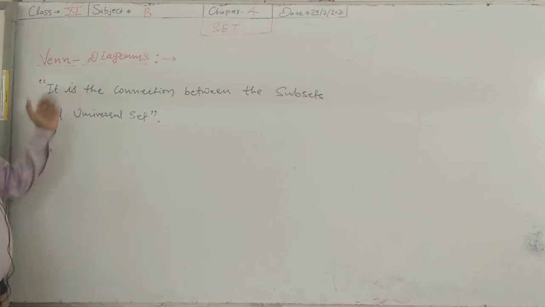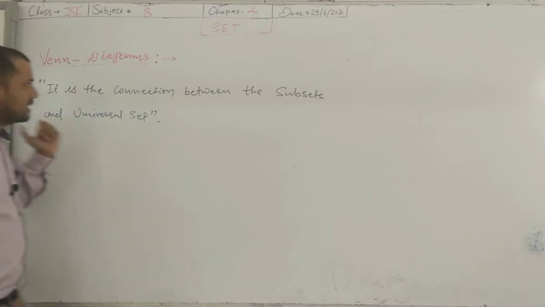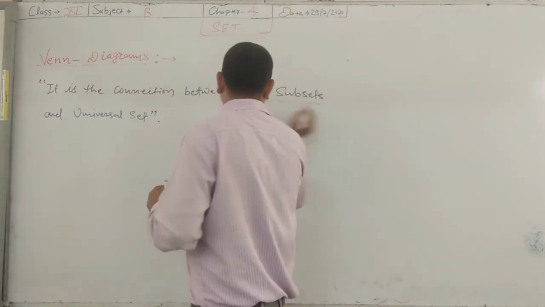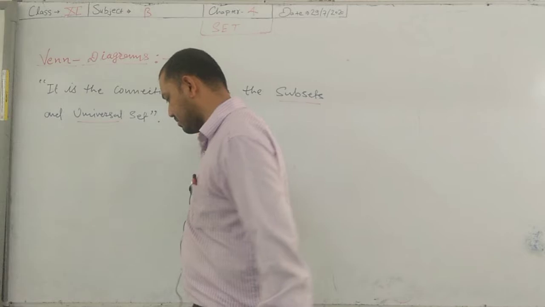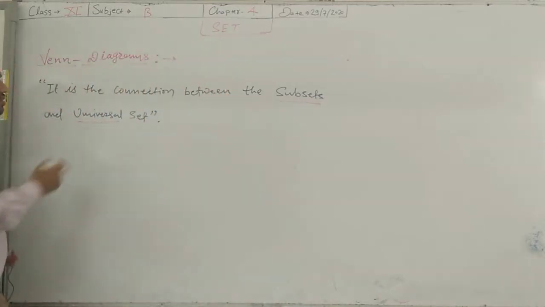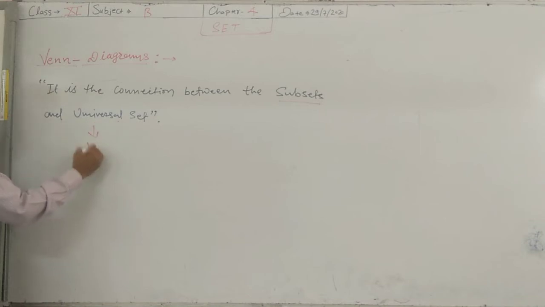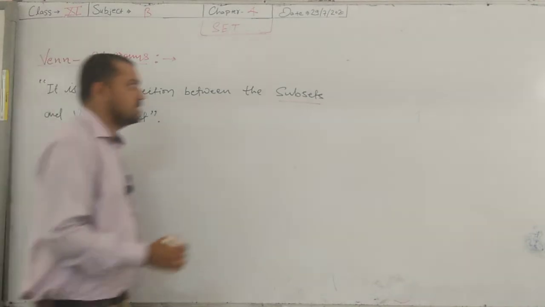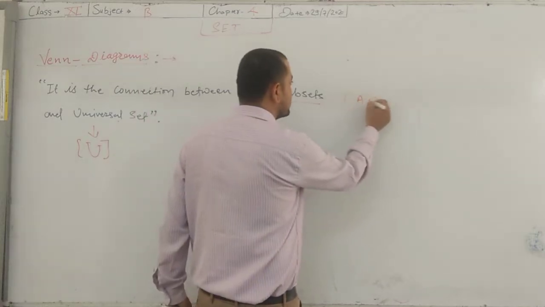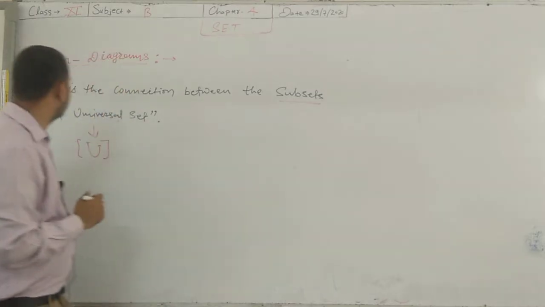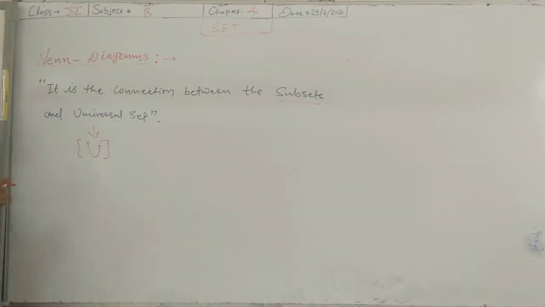Basically, what is a Venn diagram? A Venn diagram is a connection between the subset and the universal set. We have already discussed what a subset is and what a universal set is. We all know the universal set is represented by the symbol capital U. And subset is a relation: just like A is a subset of B, it means B is a part of A. That is the representation of a subset. It means a Venn diagram is a connection between the subset and universal set.